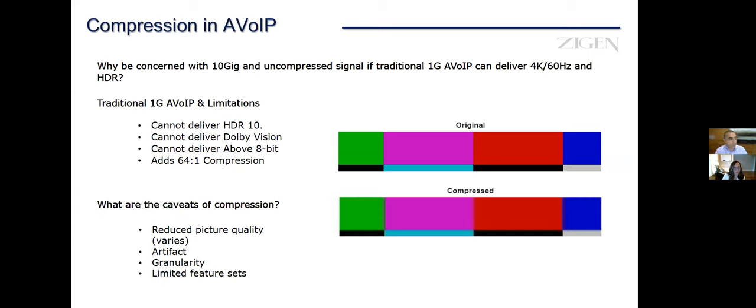And this is really important to understand, and I have a chart showing you exactly that. Why it's important to go to 10-bit or 12-bit, and what are the caveats of compression? So the caveats would be reduced picture quality, artifacts, granularity, limited feature sets.